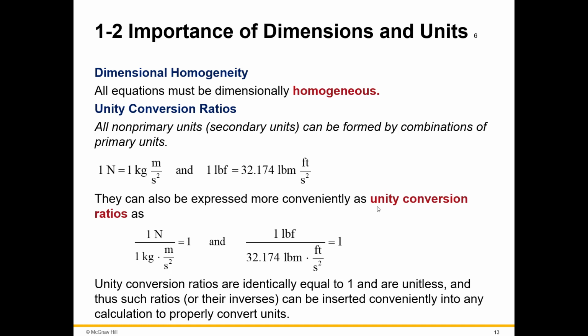All non-primary units, which are secondary units, can be formed by combinations of the primary units. That will make much more sense when we start working on converting. Okay, so you see 1 Newton is equal to 1 kilogram mass over second squared, and then you've got one pound force, which is pound mass feet over second squared. Okay, and then you've got newtons. You can do ratios, things like that. We are going to work a lot of those.